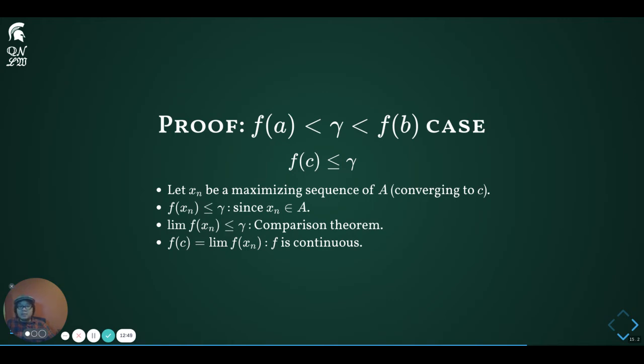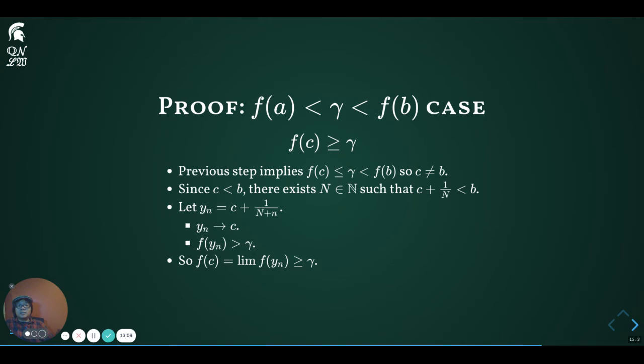To summarize, since C is the supremum of the set A, we can approach C from below inside the set A. And since f of x for x in A is less than or equal to gamma, continuity guarantees that f of C is no more than gamma.